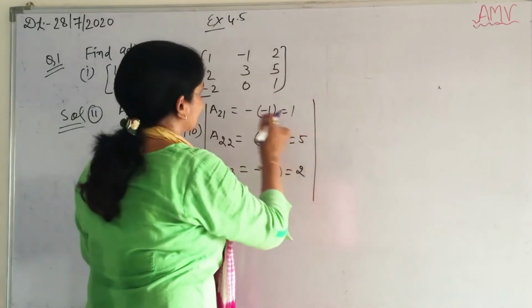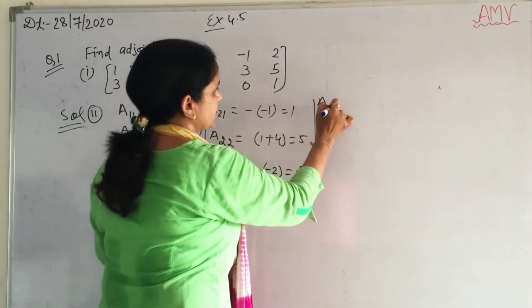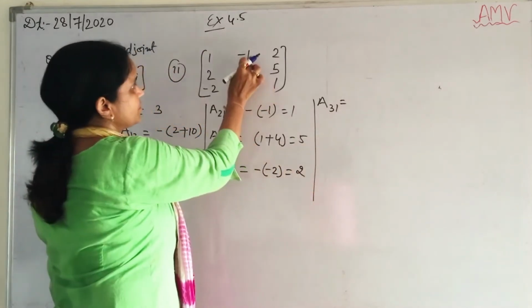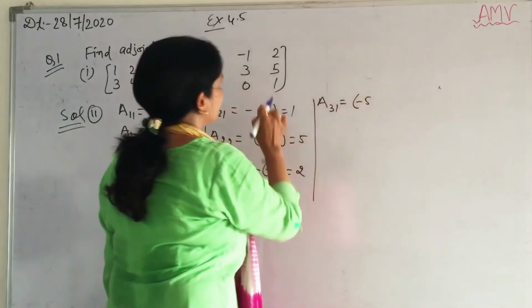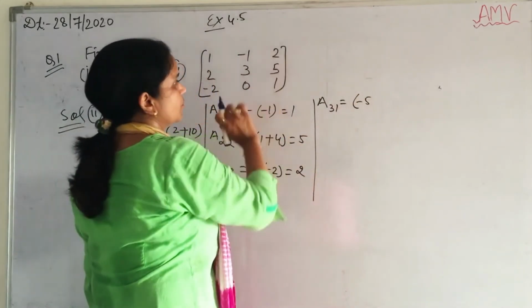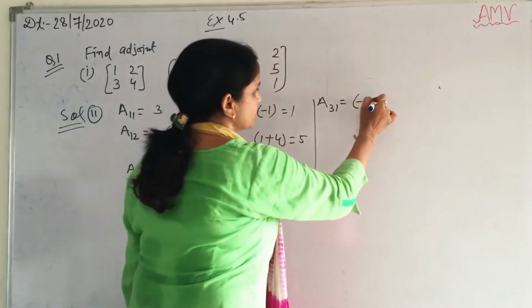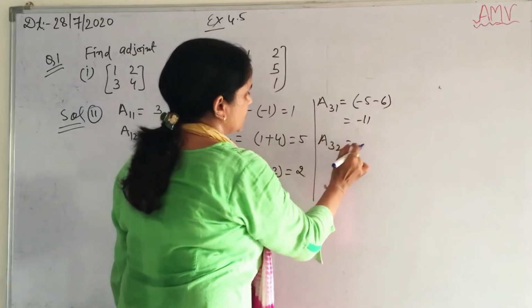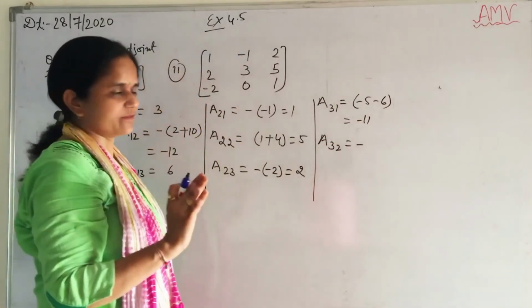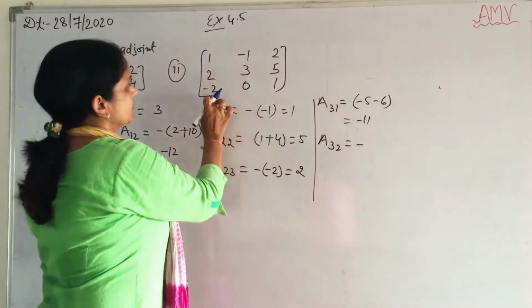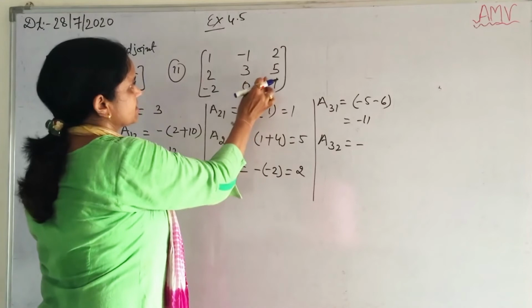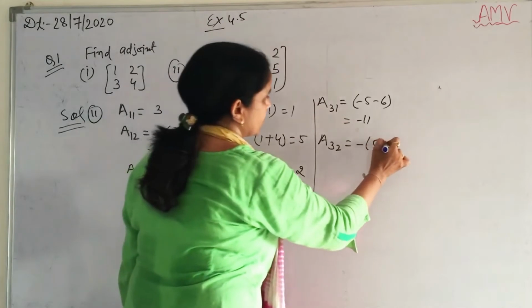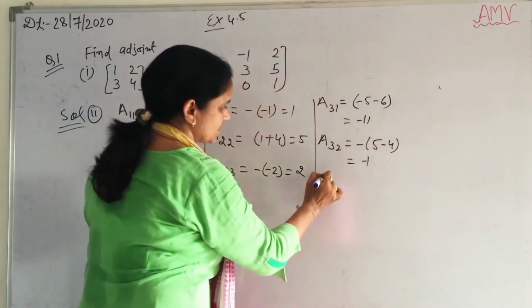Now the same rule applies for the third row. A31. 3 1, 3 plus 1, 4, positive. Okay. 5 into minus 1, minus 5, and 3 into 2. And we have to take the sign negative. So it's a minus 6. Minus 11. Now A32. Take it negative. 3 plus 2, 5, odd number. And now this third row, second column will cancel. 5 into 1, student, it's 5. And 2 into 2, minus 4. We will get minus 1.